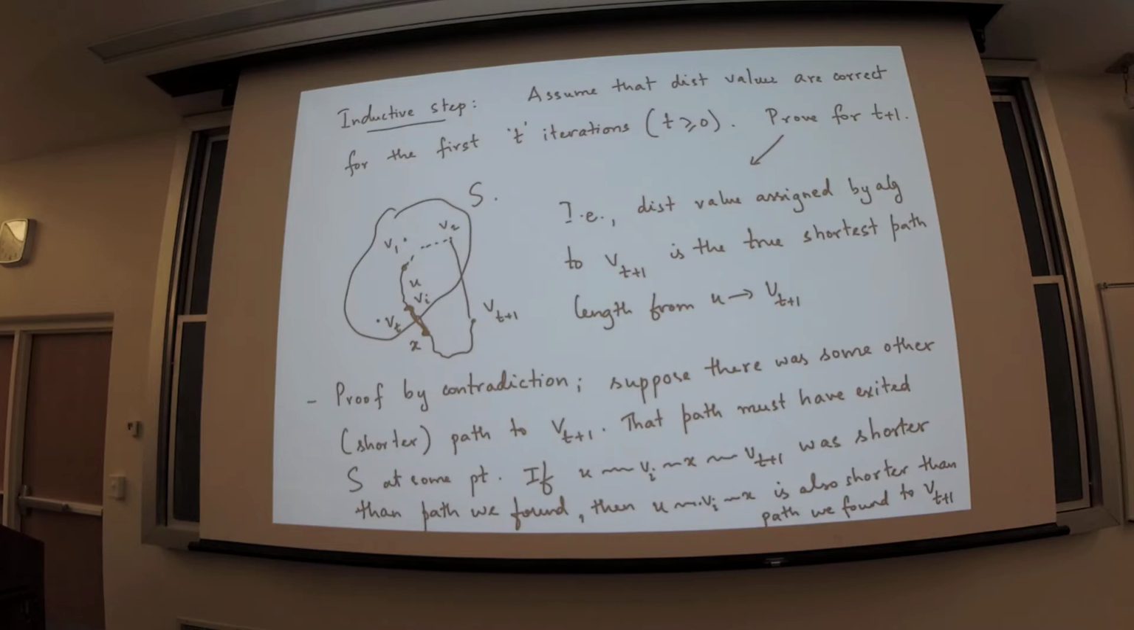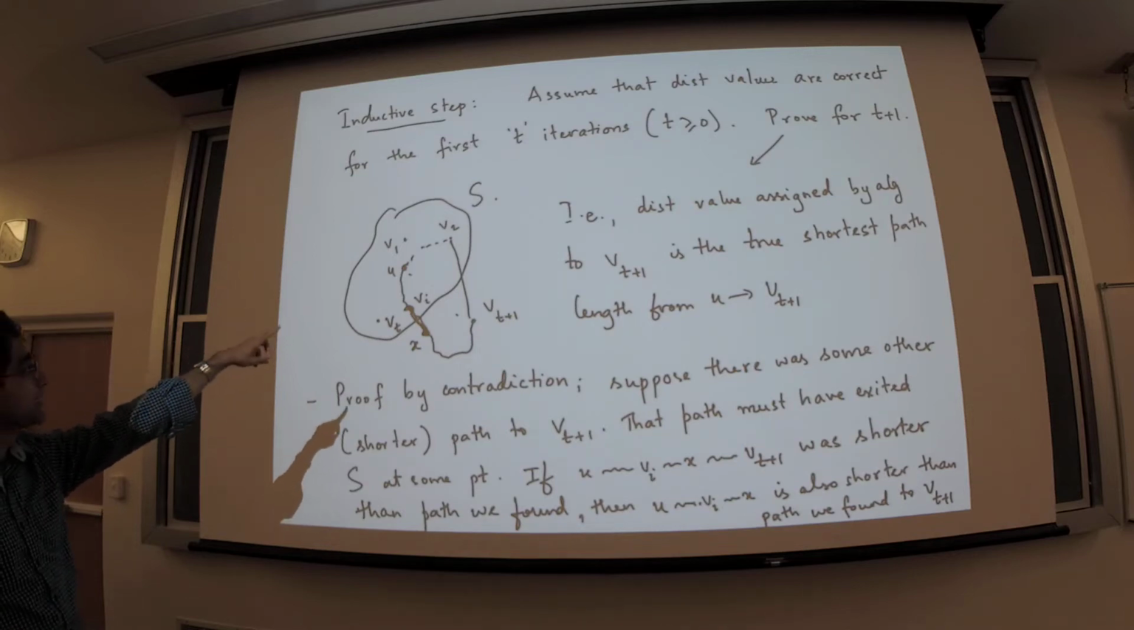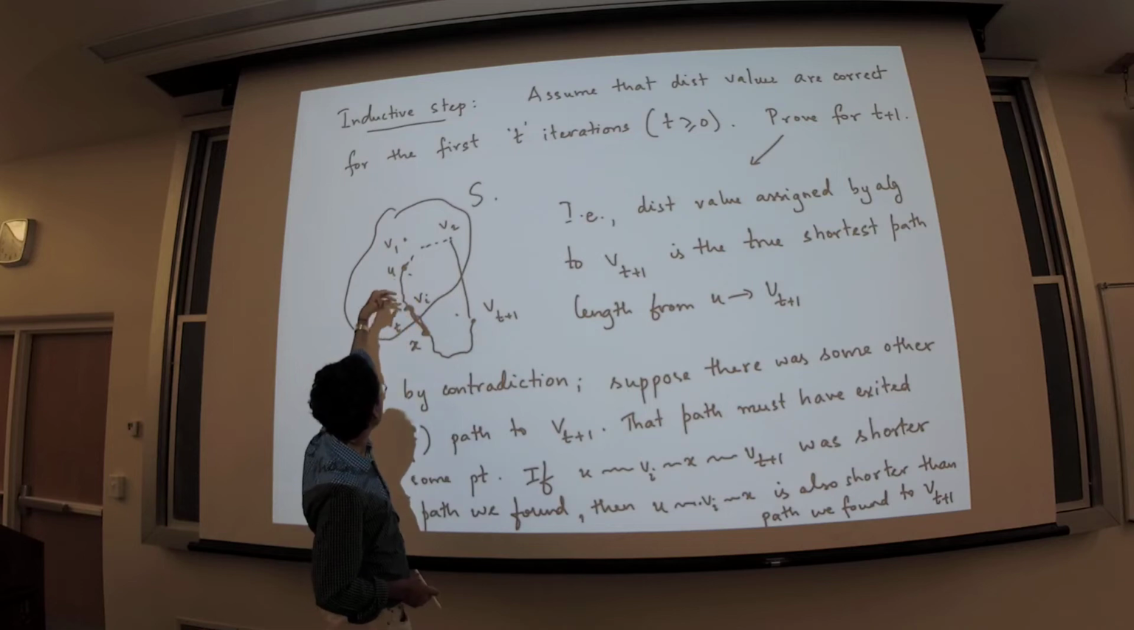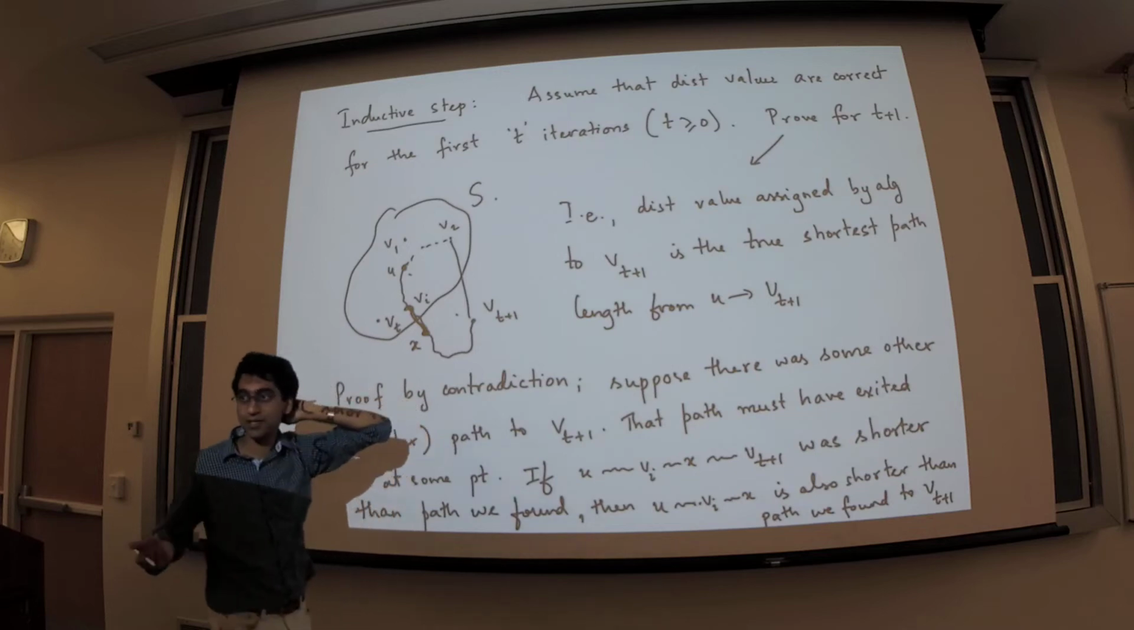So what if instead of x, it went from Vi to Vt plus 1? Oh, you mean if there was a different path to Vt plus 1? I mean, it went from u to Vi and Vi to Vt plus 1. Correct. So that's equivalent to saying there's a different path to Vt plus 1, so that is implicitly covered. In our procedure, for every vertex outside, we are looking at u to each of the Vi's plus the edge. So that would have been taken into account.